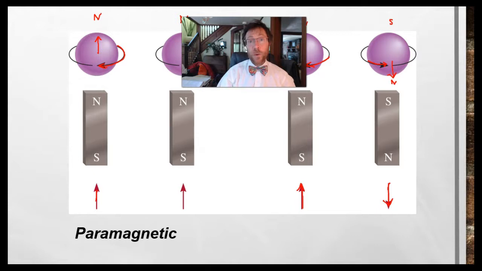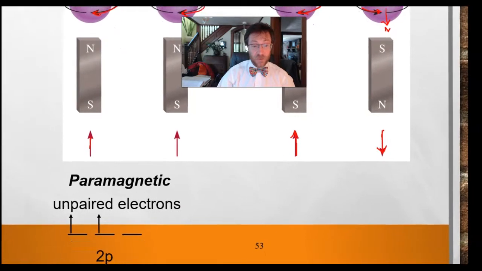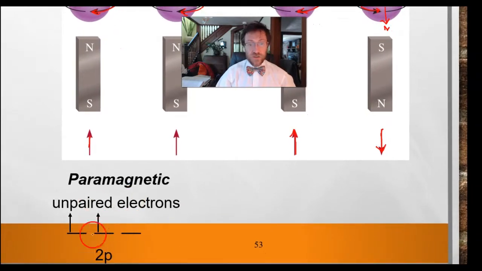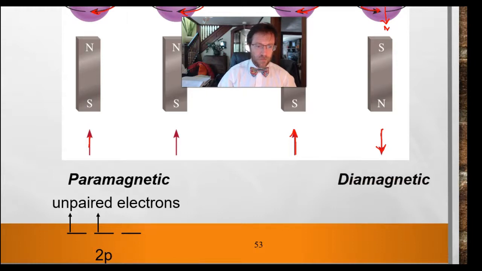But true. So paramagnetic means unpaired electrons. It means it's going to have a magnetic field. Here's an example. 2p. So p is the orbital, and there are two electrons in it. Actually, that should be 2p2.